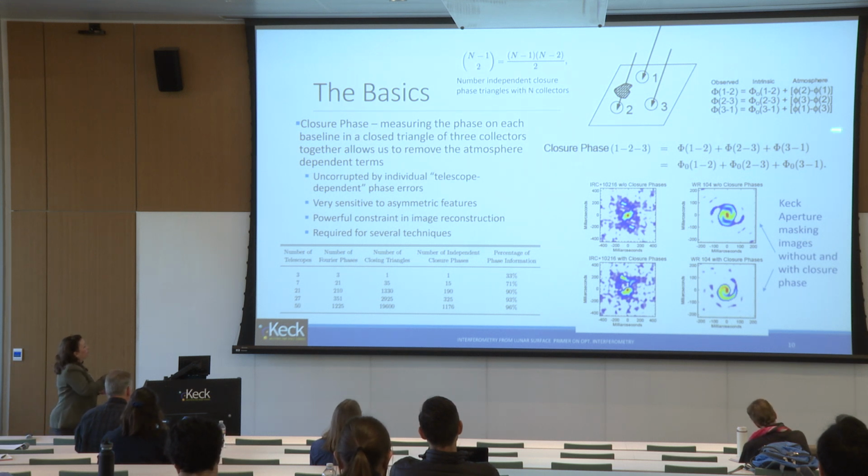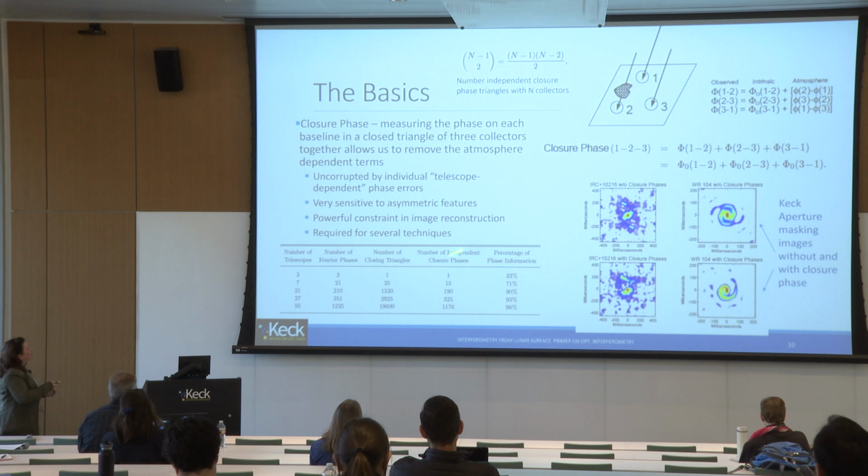Turns out if you add all 3 of these together, all the atmospheric terms end up dropping out, and you get this thing that we call a closure phase. Now this is an oversimplification in algebra, but it's the basic conceptual idea. So this allows us to have phase information that's uncorrupted by the individual telescope-dependent phase errors. It's also extraordinarily sensitive to asymmetric features, and so it gives us a very powerful constraint on our image reconstruction that we would like to do most of the time with interferometers. Imaging is one of the things you're interested in. And it turns out that closure phase is very critical for several techniques that we want to do.